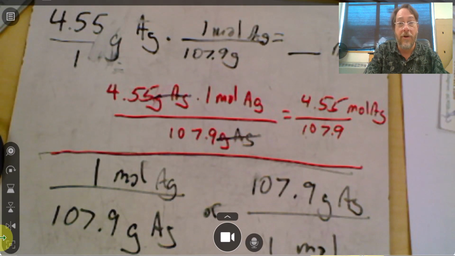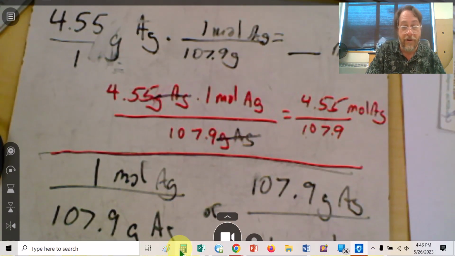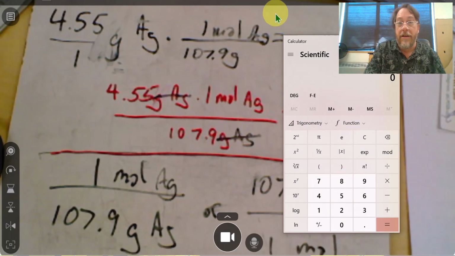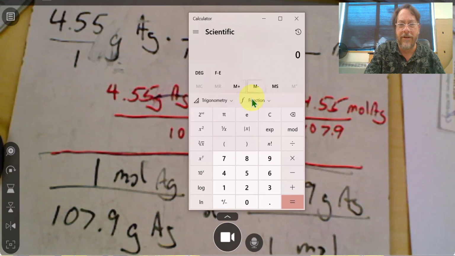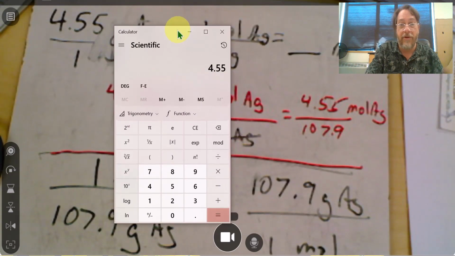So then we just do our operation, and I'll bring up the calculator here. Let me move it over so you can see it. Okay, 4.55 divided by 107.9, right?